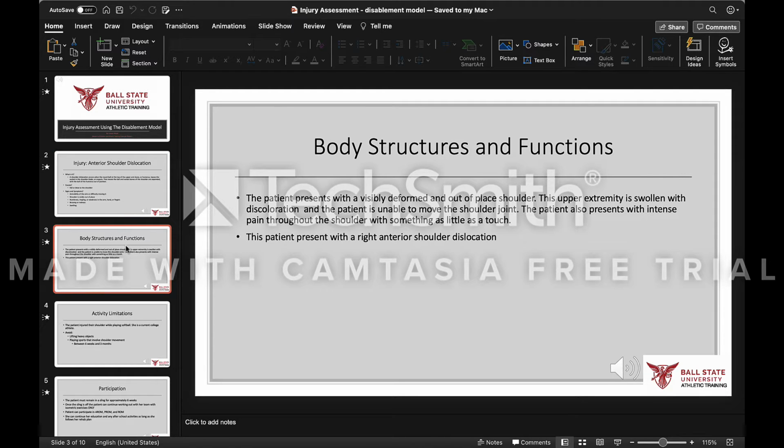Some body structures for this: the patient presents with a visibly deformed and out of place shoulder. This is an upper extremity injury, so it is swollen and presenting with discoloration, and the patient is unable to move the shoulder joint. The patient also presents with intense pain throughout the shoulder with something as little as touching the arm. This patient presents with a right anterior shoulder dislocation.